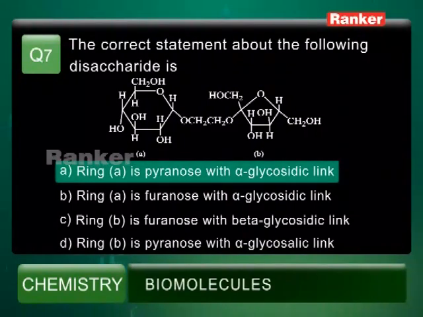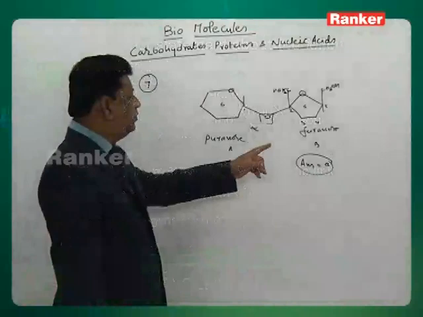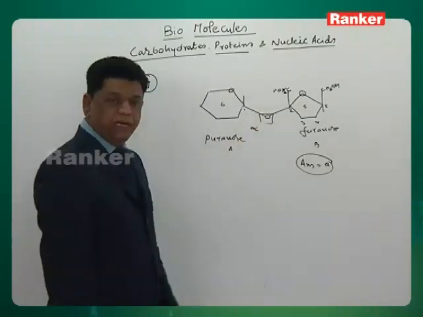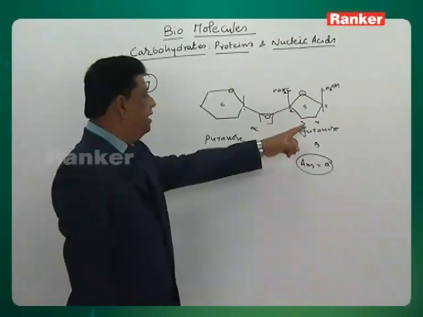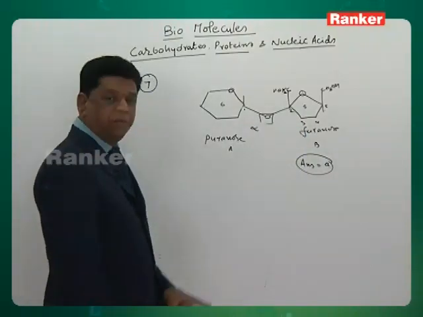Answer A is the right answer. The other answers, like ring A with furanose, are wrong, because this is actually pyranose. Ring B is furanose, okay, but it has an alpha glycosidic linkage, doesn't it? Ring B being furanose with alpha is also partly correct, but ring B is pyranose with alpha glycosidic linkage. Saying pyranose is also wrong. So, therefore, statement 1 is the absolute statement.